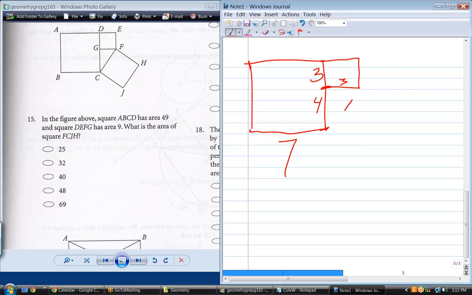So now we have this triangle here that's a right triangle. In other words, I know that that's a right angle there. What is this hypotenuse? If this side is, got it, 5. Now what's the area of that square? 25. Good.